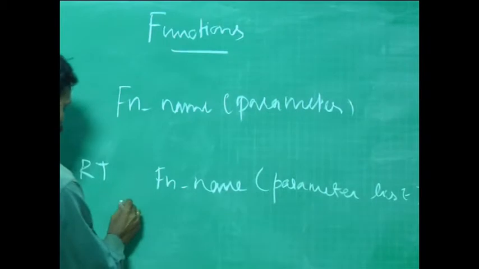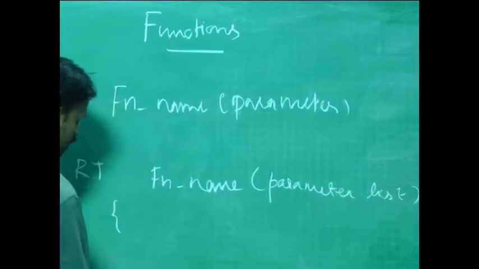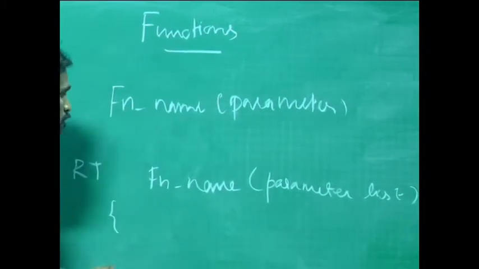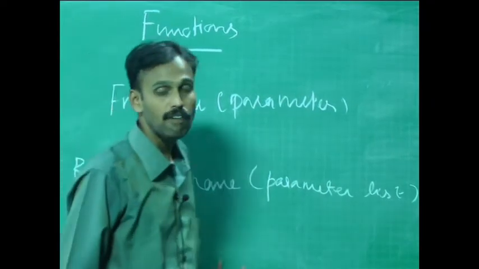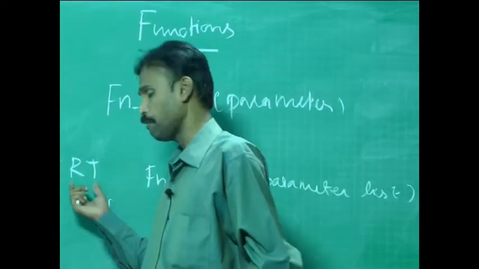It should open up with a left curly brace. It should end up with a right curly brace. This is what we call a function definition. What is this return type?